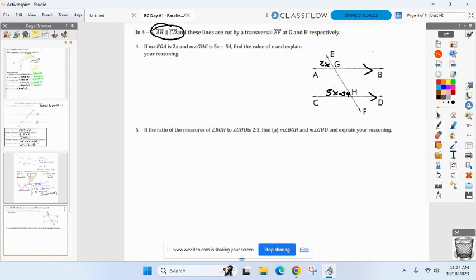Discuss 30 seconds in your group. What type of angles are they? What do you know about them? And what's the equation look like? Go ahead. What type of angles are those? What do I know about them? And set up the equation for me.